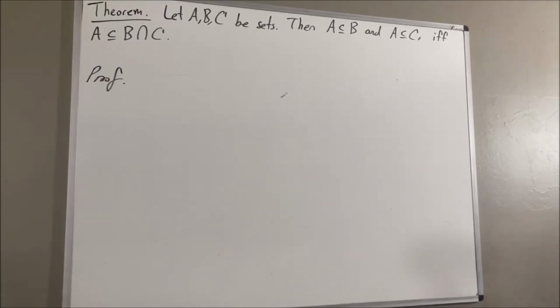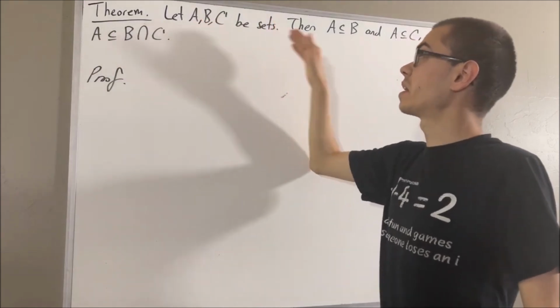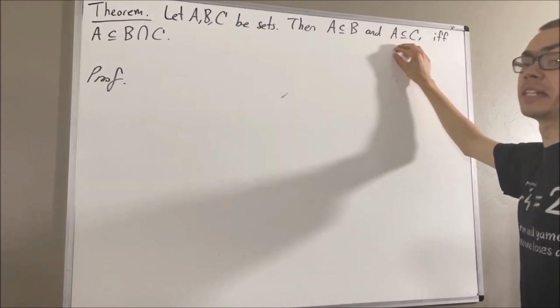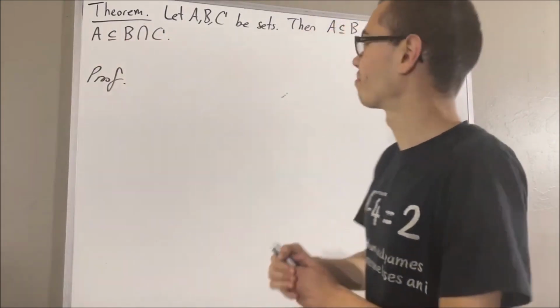Hello! In this video, we're going to prove the following theorem. Let A, B, and C be sets. Then, A is a subset of B and A is a subset of C, if and only if A is a subset of B and C.